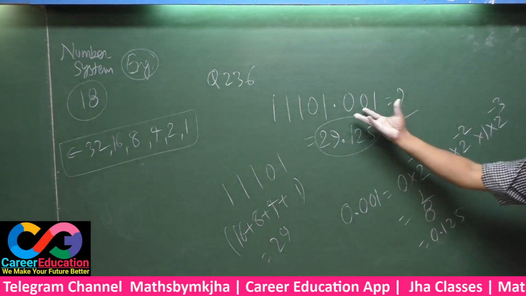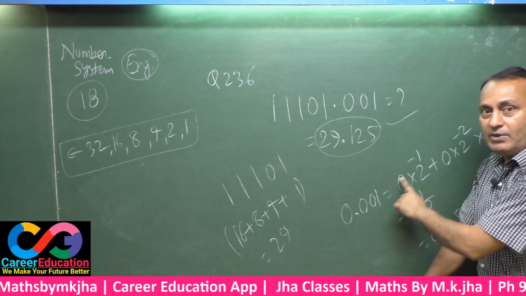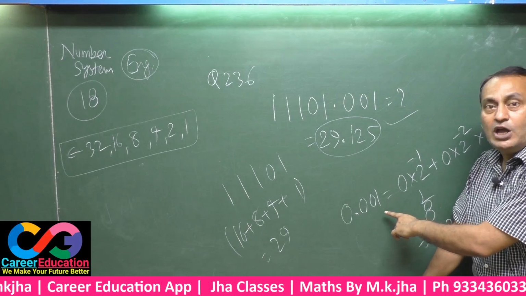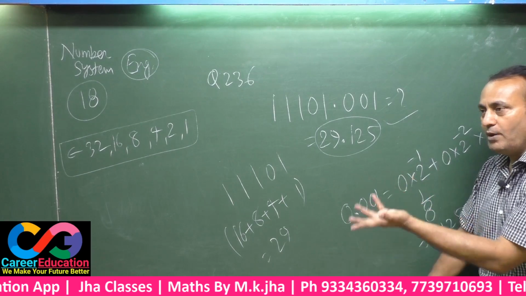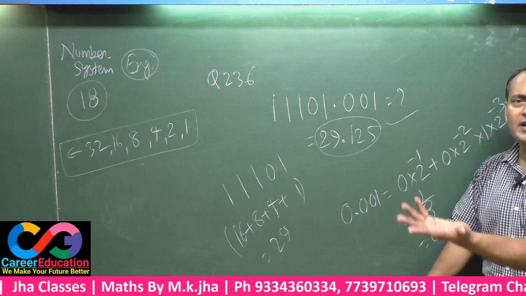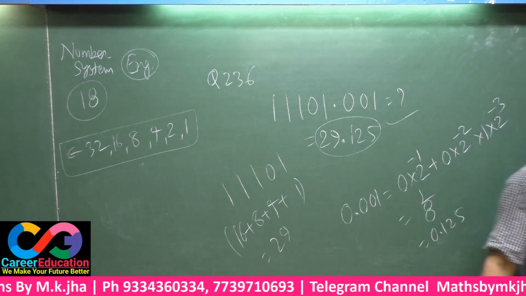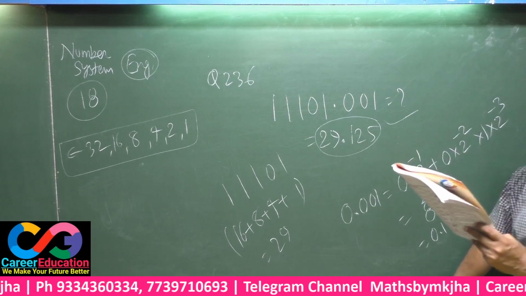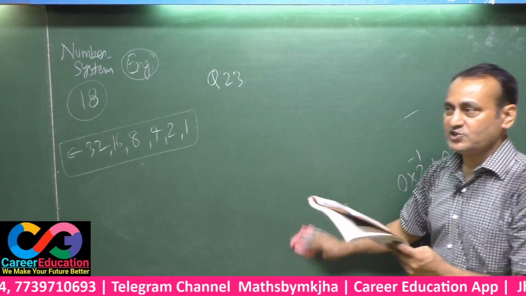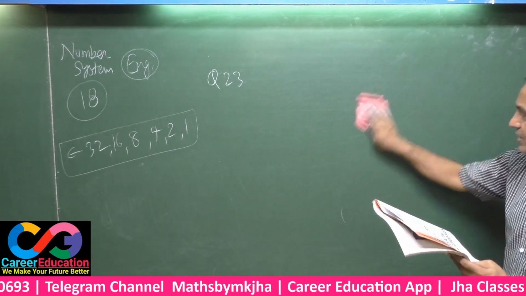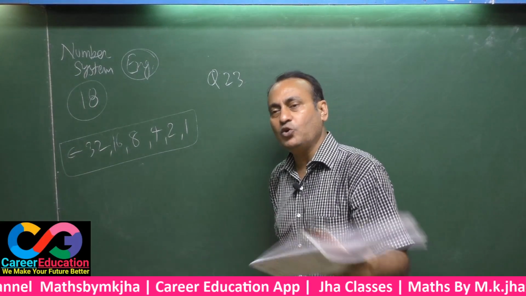This is 29, and this must be like this. That means this 0 must be multiplied by 2 power minus 1. This 0 must be multiplied by 2 power minus 2. This 1 must be multiplied by 2 power minus 3. And you have to solve. This is 0, this is 0, this is 1 by 8. 1 by 8 equals to 0.125. Now associate all these. That means 29.125 is the final answer. Another question is the last question of this type, 237. Thus you got the concept of binary number system in plain number, in decimal number, converting binary to decimal system, and decimal to binary system.